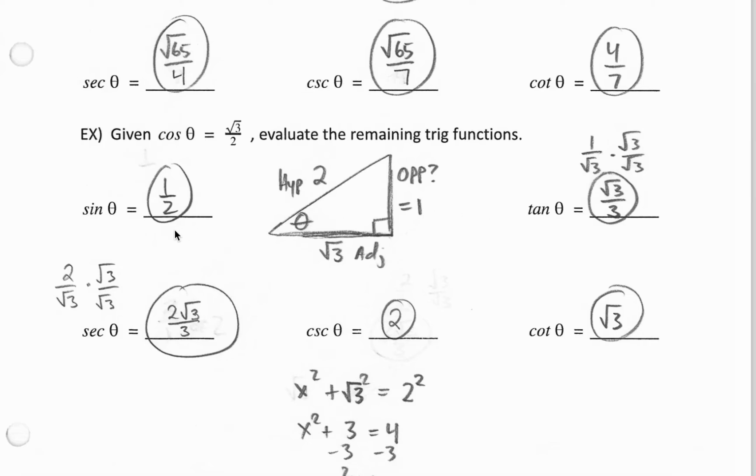For our reciprocal functions, secant is the reciprocal of cosine. So if I flip this ratio, I get 2 over the square root of 3. Once again, rationalize, move the square root to the top, and undo the square root on the bottom. Cosecant is the reciprocal of sine. Flipping 1 over 2 gives us 2, or 2 over 1. And cotangent, again, don't rationalize, but go back to that first ratio that you decided and just flip that one, so we get the square root of 3.